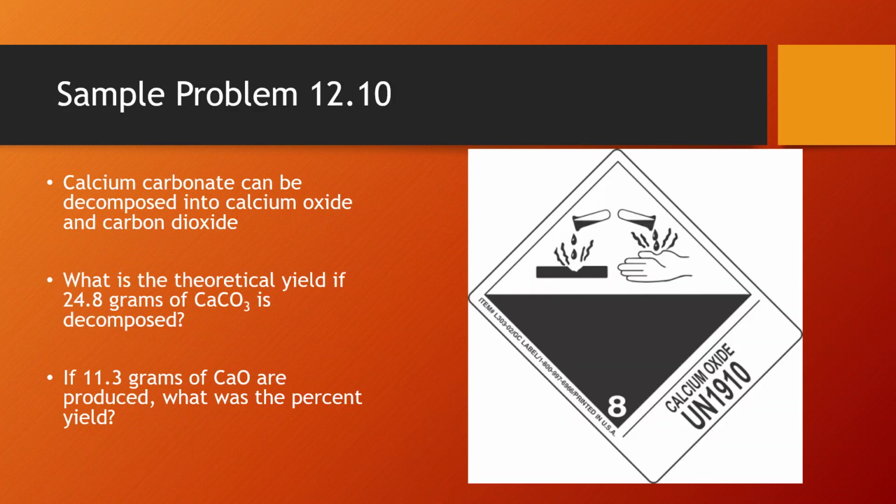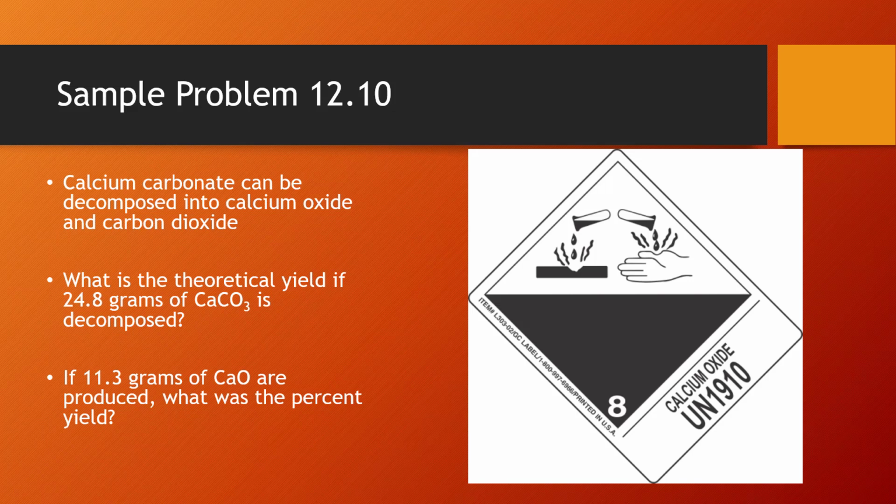Now let's look at this. Calcium carbonate can be decomposed into calcium oxide and carbon dioxide. What's the theoretical yield if you start with 24.8 grams of calcium carbonate? Well, clearly that's going to be the limiting reagent. It's the only reagent. So we don't need to really think about which is limiting, which is not in here. It's just you have one thing.